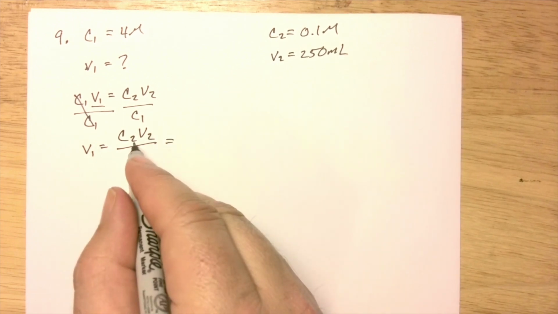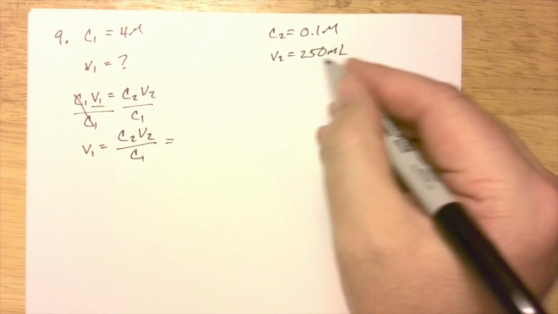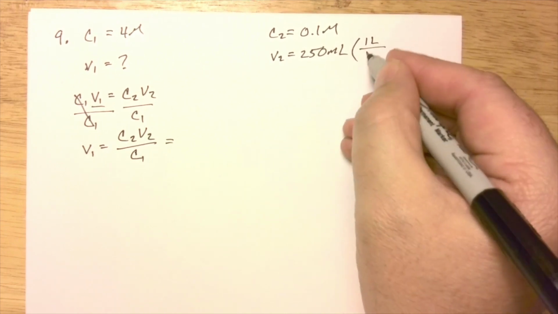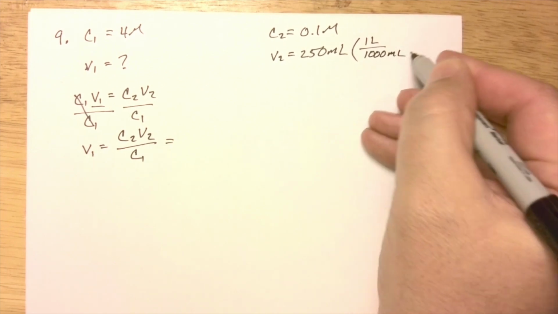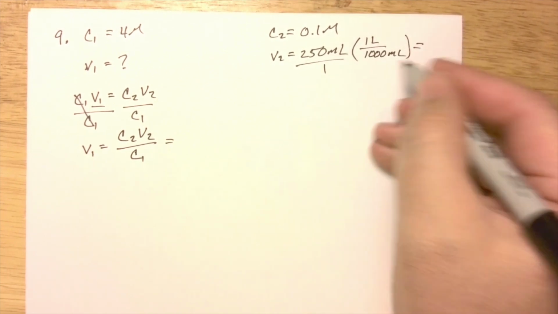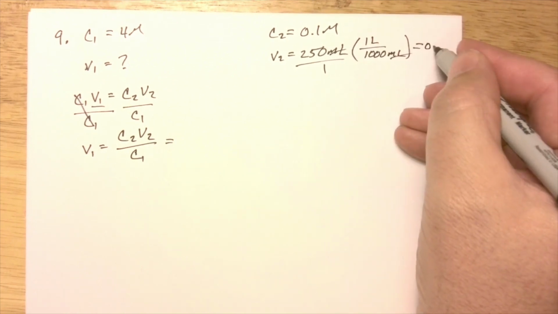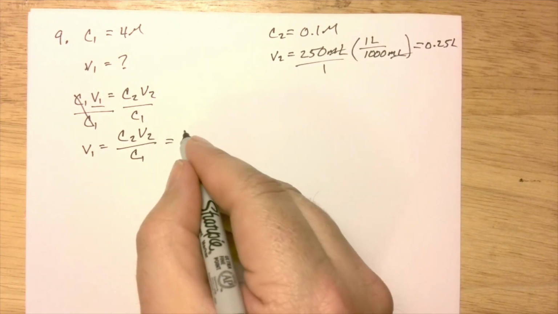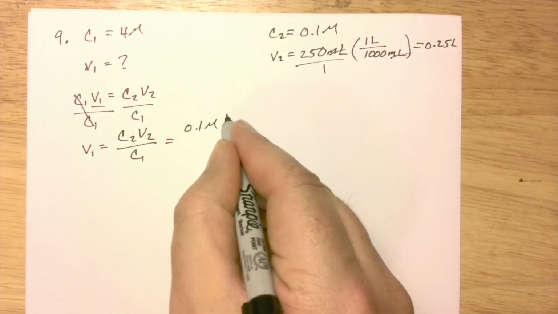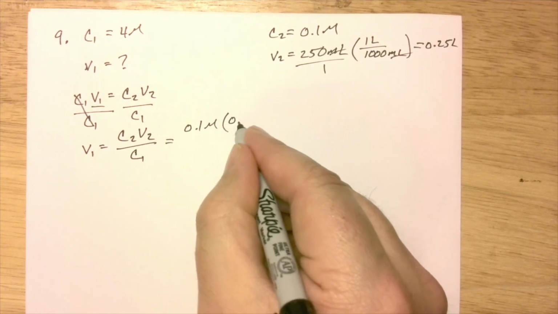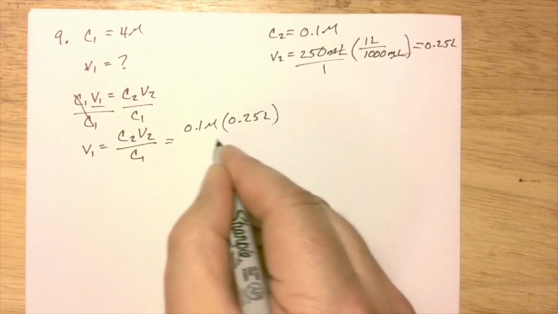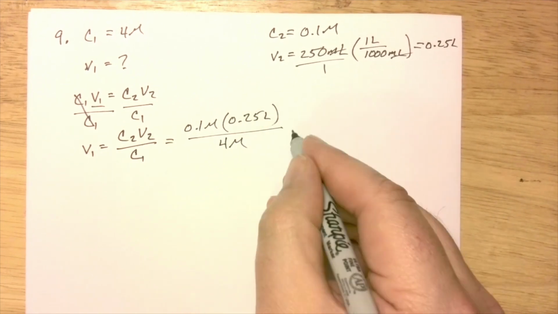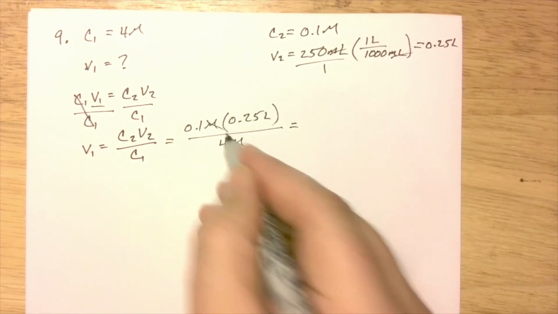Now, before we do that, let's go ahead and convert this into liters. So 250 milliliters, times 1 liter over 1,000 milliliters. Milliliters will cancel, so you end up with 0.25 liters. So your C2 is 0.1 molar, your V2 is 0.25 liters, and your C1 is 4 molar. Now, the molarity will cancel out.